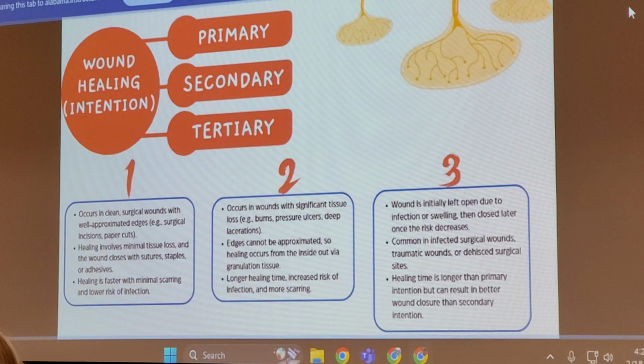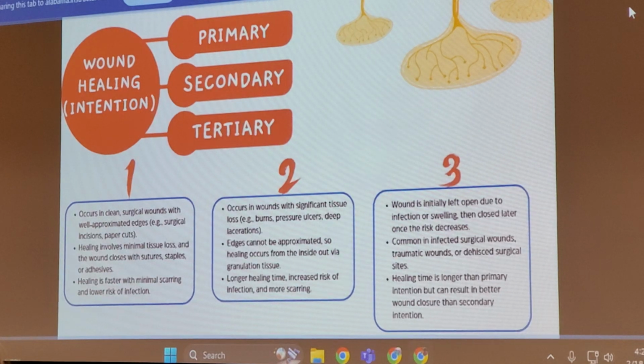Your secondary intention is where they are left open because maybe it's so deep that I can't close them, either cosmetically or for the way the tissue heals, because that top layer may grow back together before the bottom layers. So with secondary intention, they are left open on purpose and heal from the inside out. We would pack those wounds wet to dry, and over time they would heal up from the inside out.